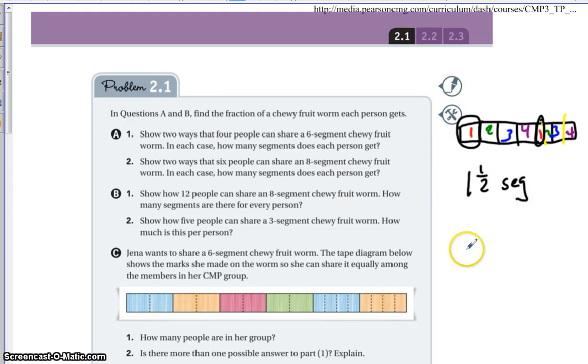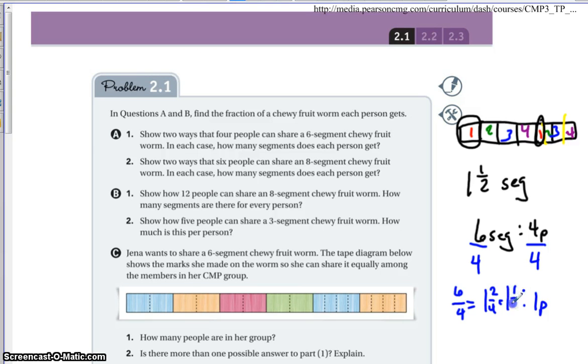Okay? So let's look at that as a ratio. We've got 6 segments to 4 people. Okay? And I want to know my per person, which means I'm going to turn my person number into a 1. So if I divide that by 4, I get 1 person. And then if I divide this side by 4, I would get 6/4. Okay, it sets itself up right here, 6/4. And then I change this fraction into 1 and 2/4, which would equal 1 and 1/2 segments per person. Okay, so that is a real quick explanation.